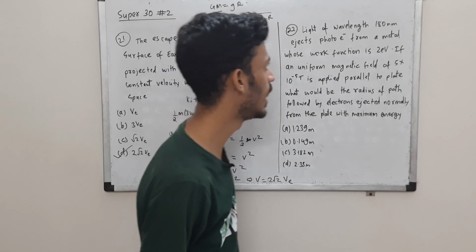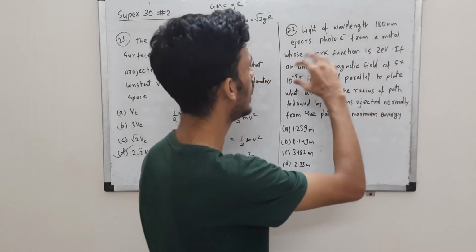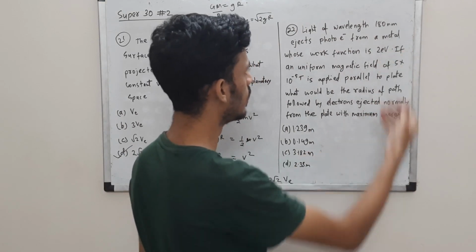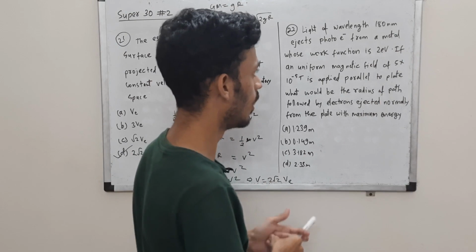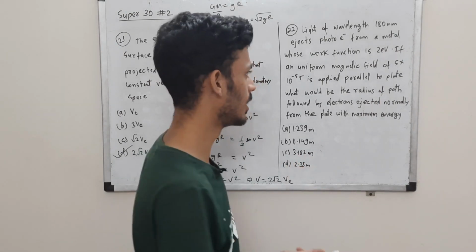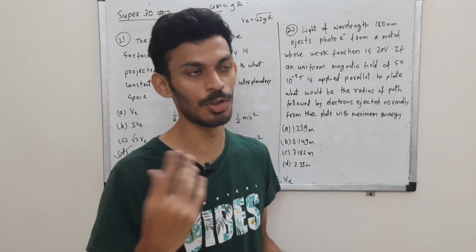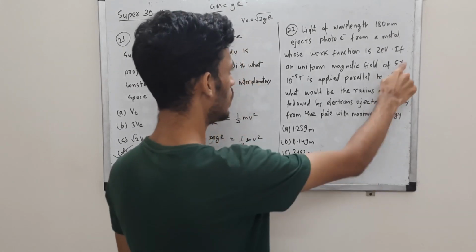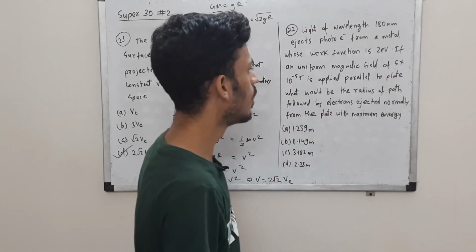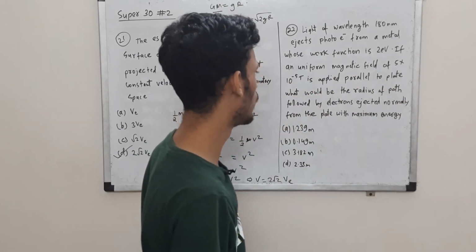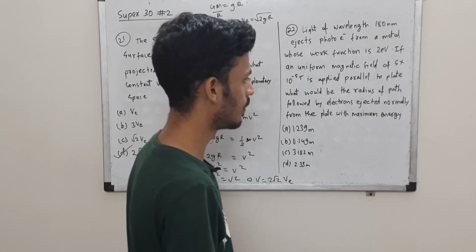Okay, here we have light of this wavelength which ejects a photoelectron, so this is the dual nature of light. Here we have the work function of the metal as 2 electron volts. Now we are also applying a magnetic field in this region so that the electrons go in a circle. This is the magnitude of the magnetic field applied parallel to the plate. What would be the radius of the path followed by the electron? You are supposed to find that radius for maximum energy.